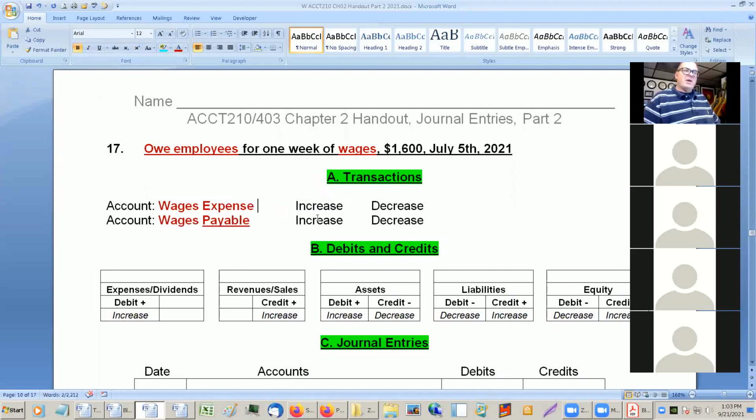Okay, now expenses, always increasing. Okay, wages payable, now this is a liability. Do we owe more or less? Oh, more. So it's going to be an increase also. Okay, all right, so expenses, wages expense. And we'll try to spell it.